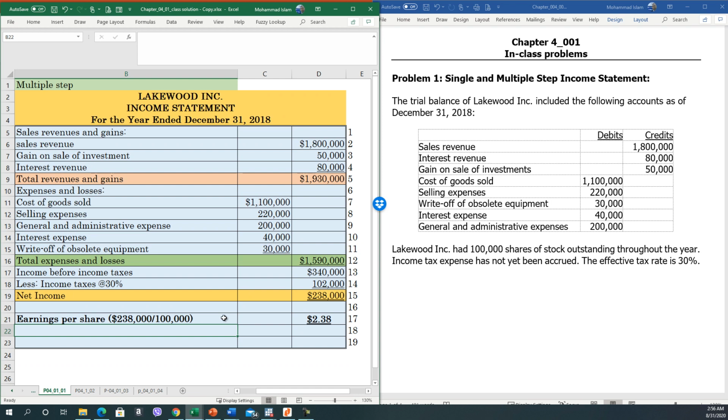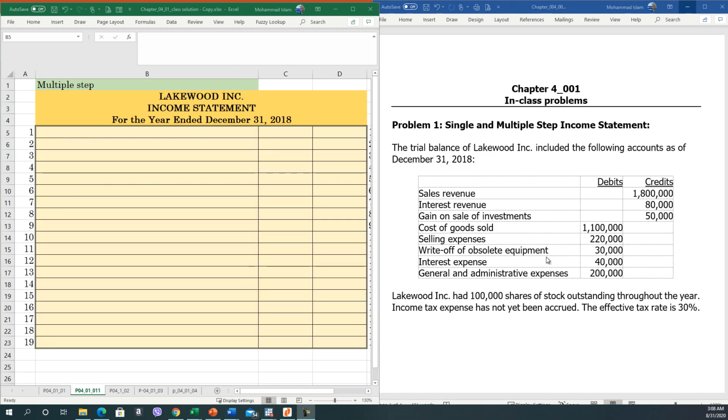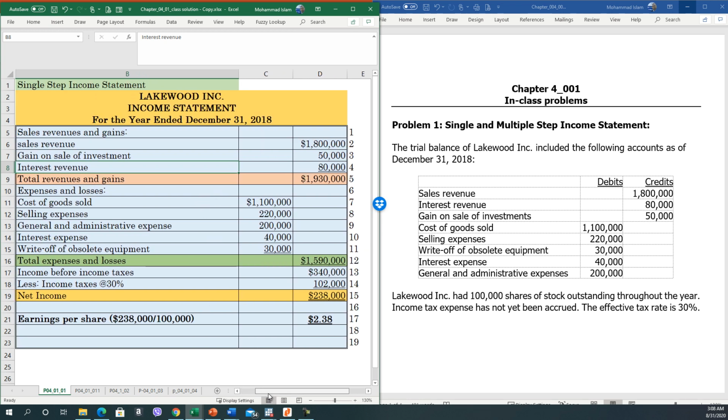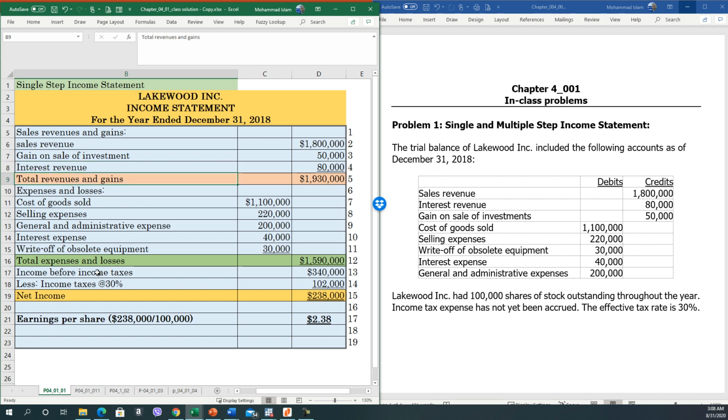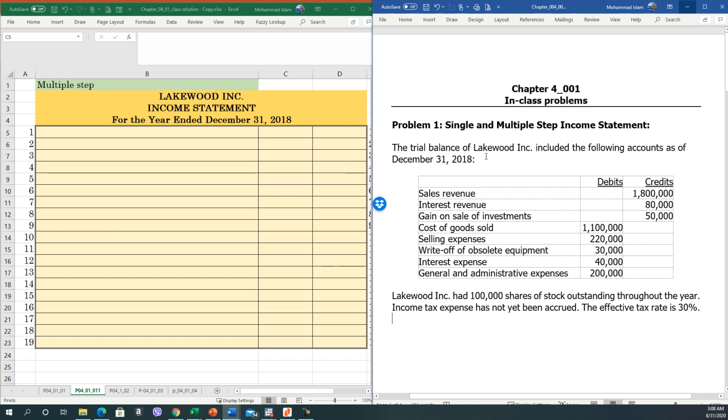So this is the first problem we have solved, and then we will be solving the second one. We have solved the single step income statement here, which is actually all the revenue and then all the expenses. But in the multiple step income statement, which is this one, we classify the expenses based on their functions.